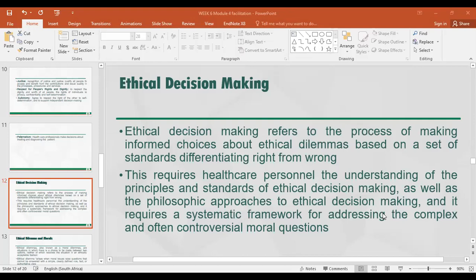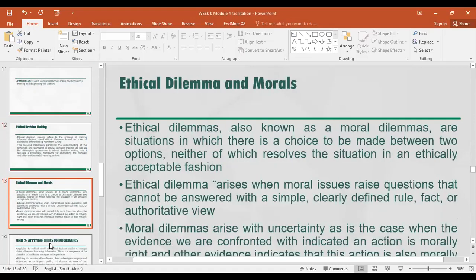This requires health personnel to understand the principles and standards of ethical decision making. Also, the philosophic approaches to ethical decision making, and it requires a systematic framework for addressing the complex and often controversial moral questions. And so we have ethical decisions, ethical dilemmas, and morals. What are the morals and the dilemmas that we face as healthcare practitioners?